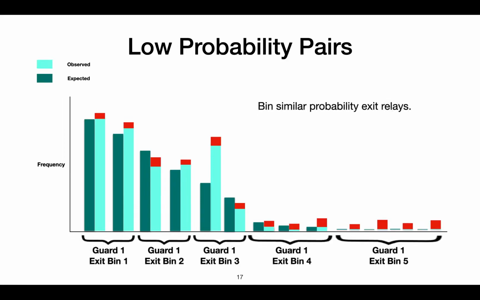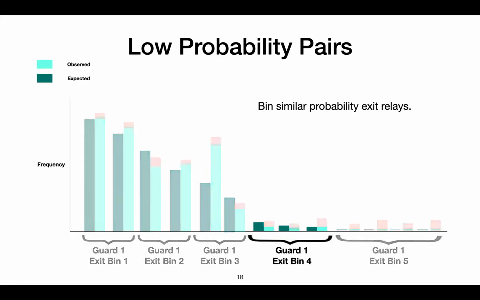As a solution, we place relays with similar probabilities, based on their bandwidths, into bins. In this case, low-frequency relays will be included in a larger bin, up to a specified maximum bin size. So, how does this help? As an example, if we consider the guard 1 exit bin 4 pair here, the frequencies are combined, and the relative effect of the random noise is less severe. Now, instead of obtaining frequencies for guard exit pairs, we obtain frequencies for guard exit bin pairs.